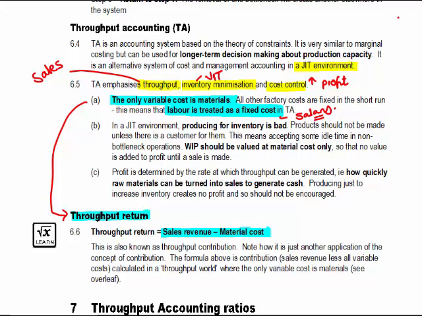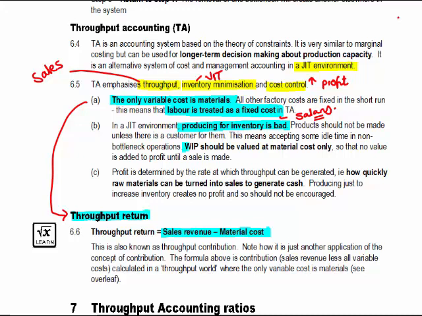The second principle is that producing for inventory is bad. So we shouldn't make products unless there's a customer for them. And that means that we do need to accept some idle time in non-bottleneck operations. Remember that in bottleneck operations, we shouldn't have any idle time because we need to elevate that bottleneck and make sure it's going as quickly as possible.